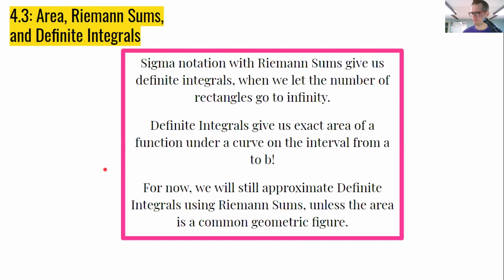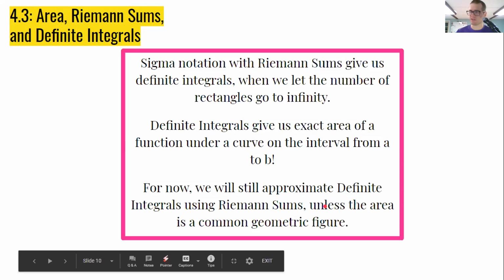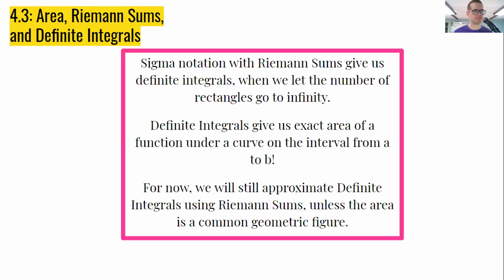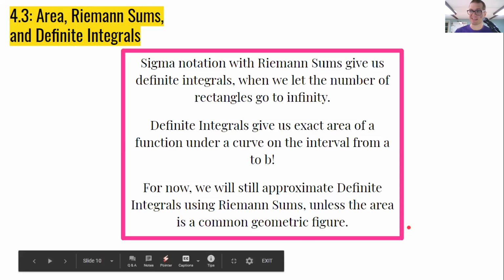For now, we are still just going to do approximations of definite integrals using Riemann sums, unless the area is a common geometric figure. And when we're approximating the Riemann sums, you only need to use sigma notation if you want to, the discrete one, the one we used in pre-calc last year. Otherwise, just write out the sum and add it up. If the area is a common geometric figure, or if it's made up of common shapes, like a circle, rectangles, triangles, then you can calculate the exact area.